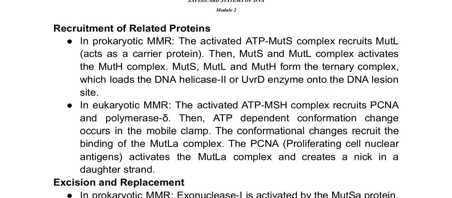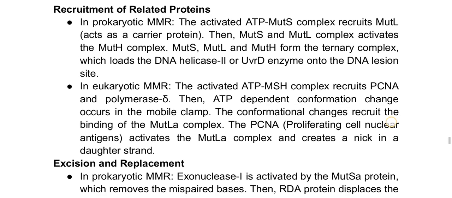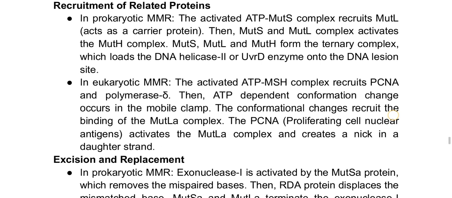Recruitment of related proteins in prokaryotic MMR: the activated ATP-MutS complex recruits MutL, which acts as a carrier protein. This MutS and MutL protein activates the MutH complex. MutS, MutL, and MutH form the ternary complex, which loads the DNA helicase 2 or UvrD enzyme onto the DNA lesion site.